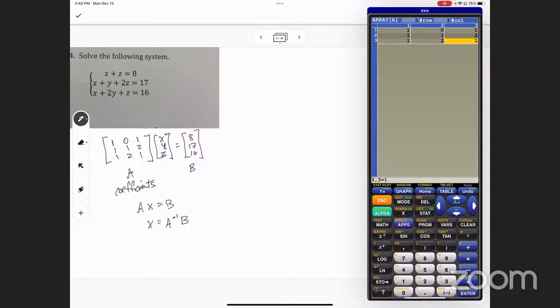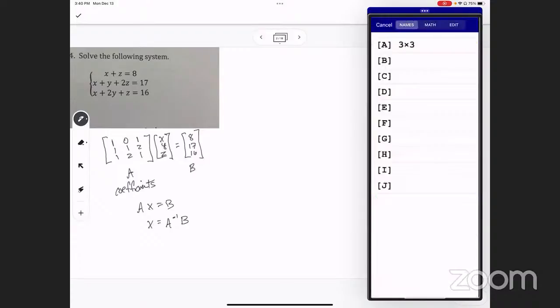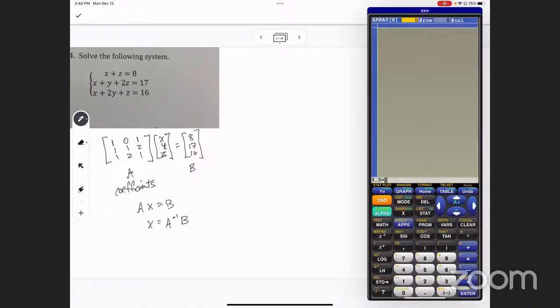Okay, and I'm done making it. Now let's do the same thing. Let's go back to matrix, second matrix, and let's edit. So I went over to edit. Let's edit the B matrix. And this B matrix is 3 rows by 1 column.